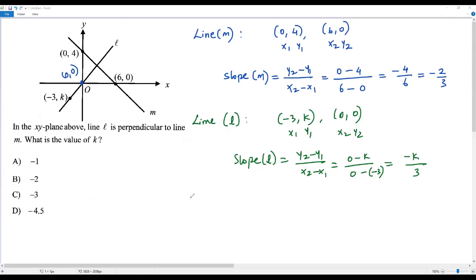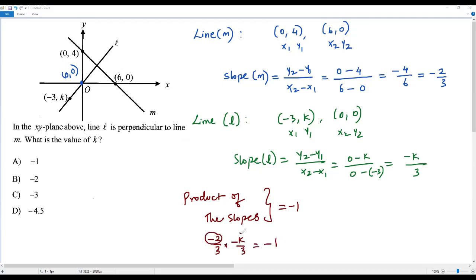So since both the lines are perpendicular, the product of the slopes, let me write it over here. Product of the slopes must be equal to -1. Now to get the product of the two slopes, I have to multiply the slope of line M, that is negative 2/3, and the slope of line L, that is negative k over 3. Let me multiply them. So negative 2/3 times negative k over 3 equals -1.